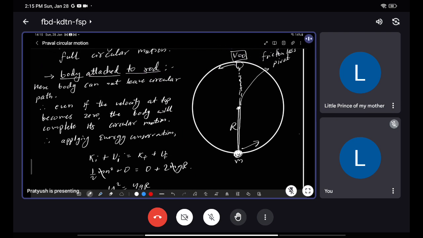See, when the body is attached to a rod, then it is bound to complete the circular motion. We need to just make it reach the top. Then it will complete the circular motion. Means what? Even if the velocity at the topmost point is zero, the body will complete the motion. Now applying energy conservation, what do we get?